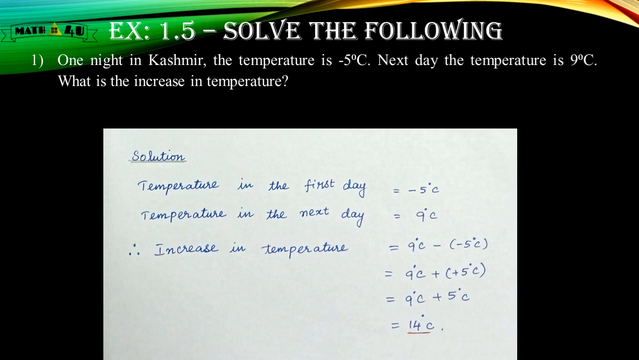For this, what you are going to do is, temperature in the first day is minus 5 degrees C. Temperature in the next day 9 degrees C. To find the increase in temperature, subtract: 9 degrees C minus of minus 5 degrees C. Here you are going to subtract. So change the sign. Minus becomes plus and take the opposite of minus 5. Opposite of minus 5 is nothing but plus 5. So 9 plus 5, that is equal to 14 degrees Celsius.